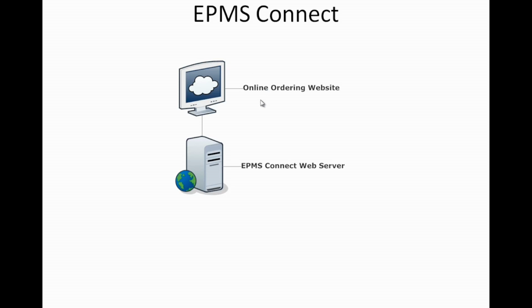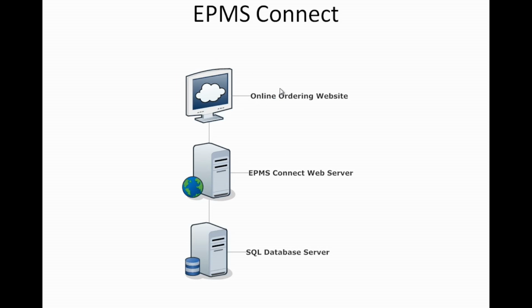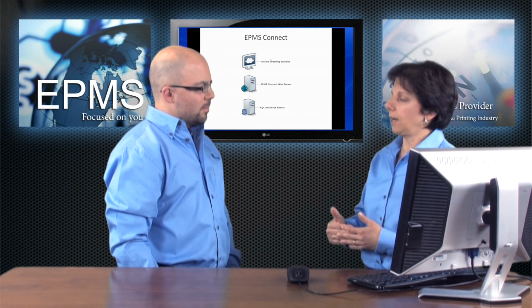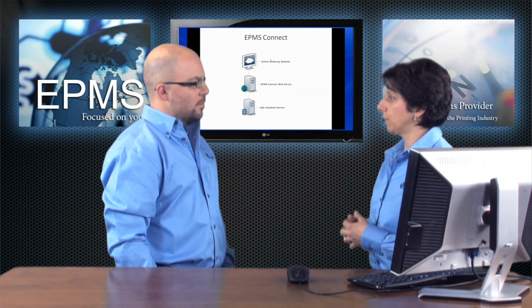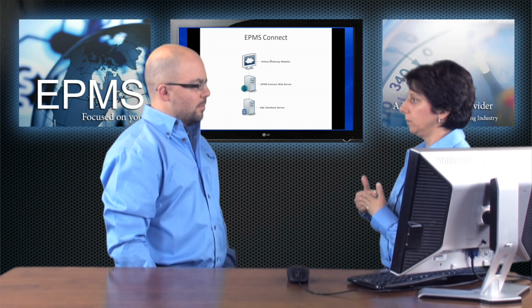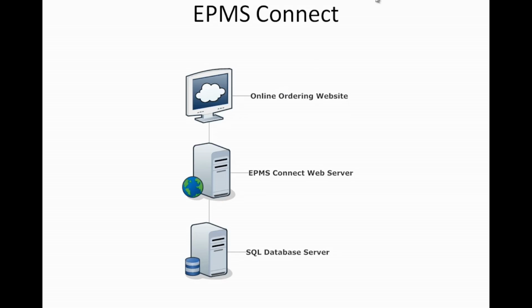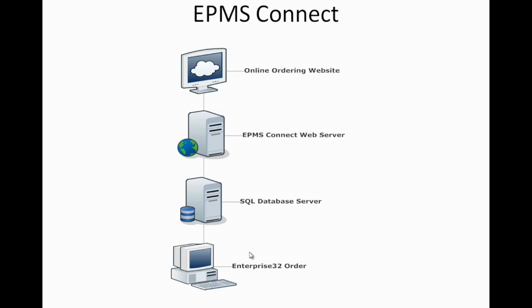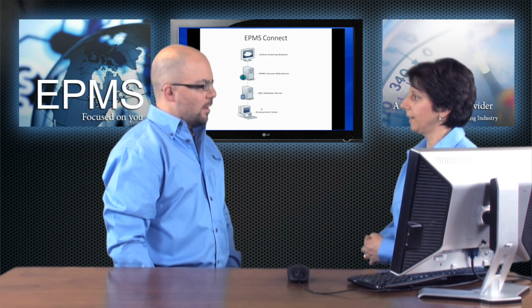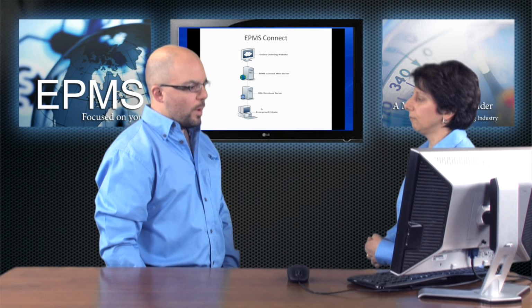Now the next step is EPMS Connect will take that order, calculate it, and send it to the SQL database where Enterprise resides. Right. So now the records get imported into that SQL database. And then the next step is you go into Enterprise, and now you can see that order in Enterprise. Okay. Excellent. Can you show me what the website might look like? What are some of the things we can do with it?